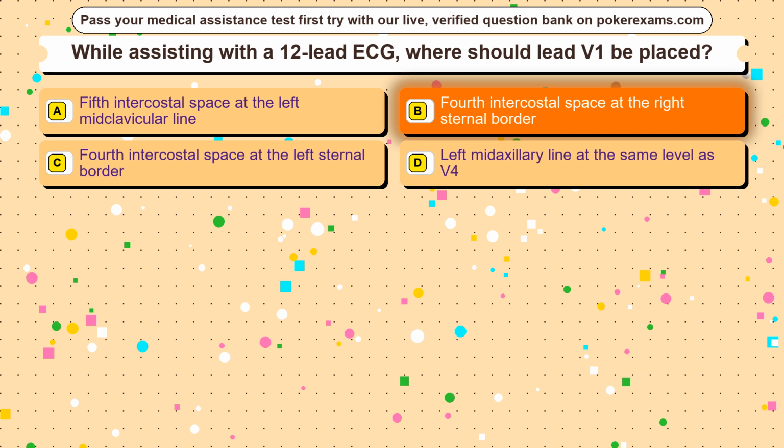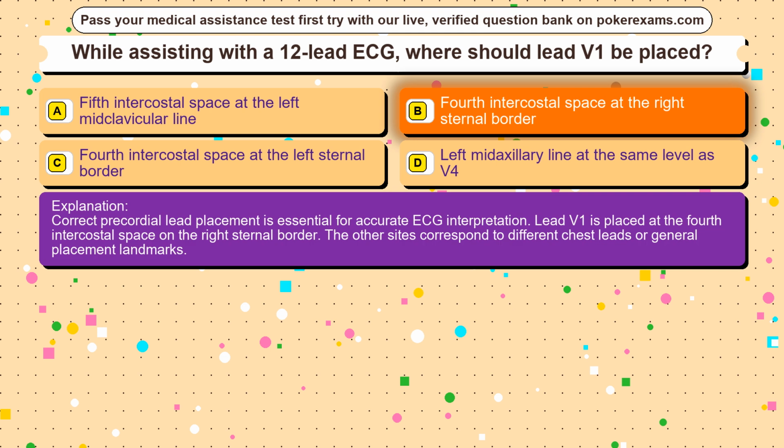The correct answer is option B. 4th intercostal space at the right sternal border. Correct precordial lead placement is essential for accurate ECG interpretation. Lead V1 is placed at the fourth intercostal space on the right sternal border. The other sites correspond to different chest leads or general placement landmarks.